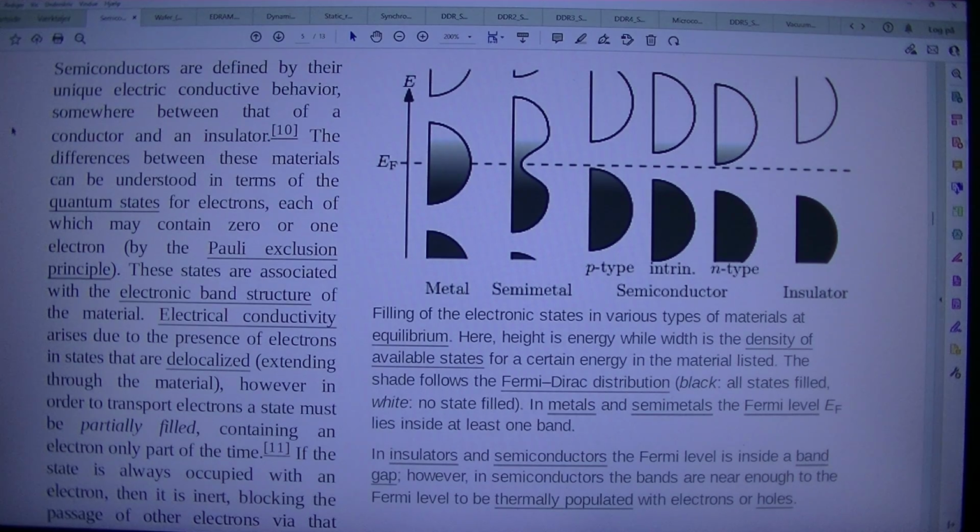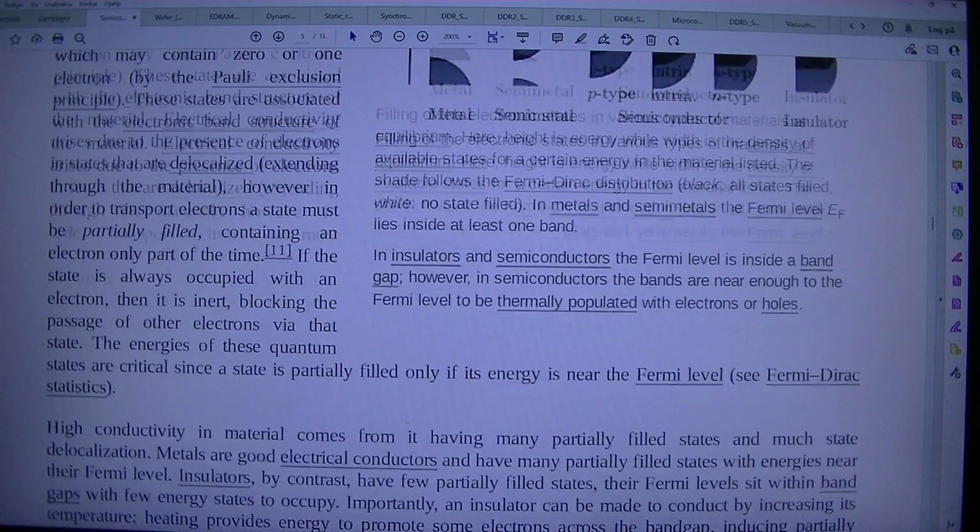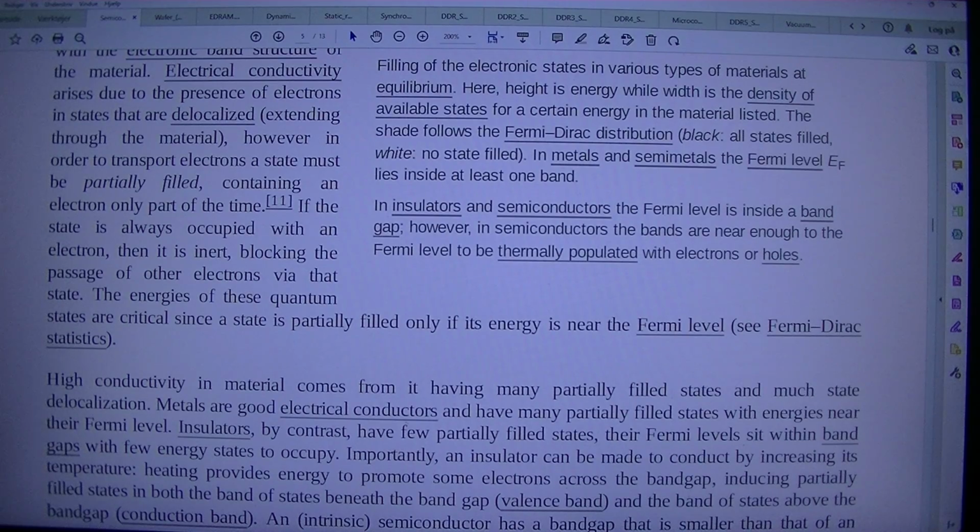The differences between these materials can be understood in terms of the quantum states for electrons, each of which may contain 0 or 1 electron, by the Pauli exclusion principle. These states are associated with the electronic band structure of the material. Electrical conductivity arises due to the presence of electrons in states that are delocalized, extending through the material. However, in order to transport electrons a state must be partially filled, containing an electron only part of the time.